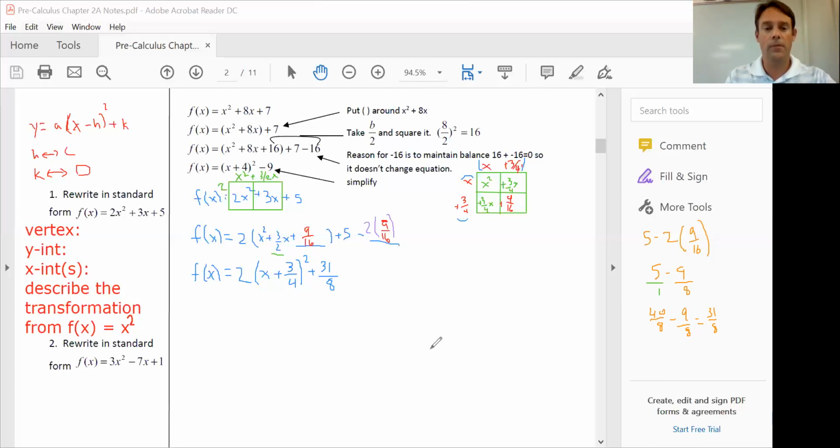All right. So we can go ahead and now say what the vertex is. The vertex is always the opposite. So opposite of 3/4 would be negative 3/4. So that means our vertex is negative 3/4, and the y value, or the k value, would be 31/8.